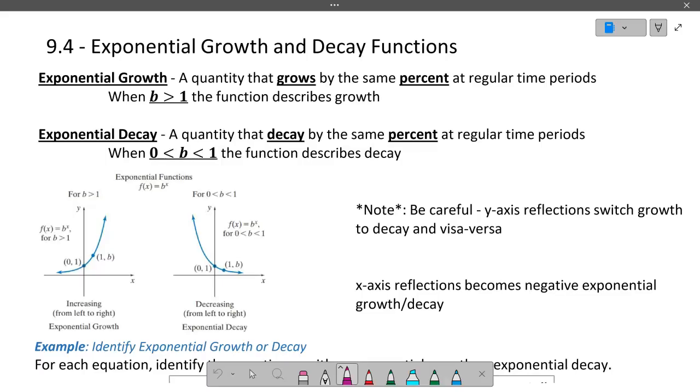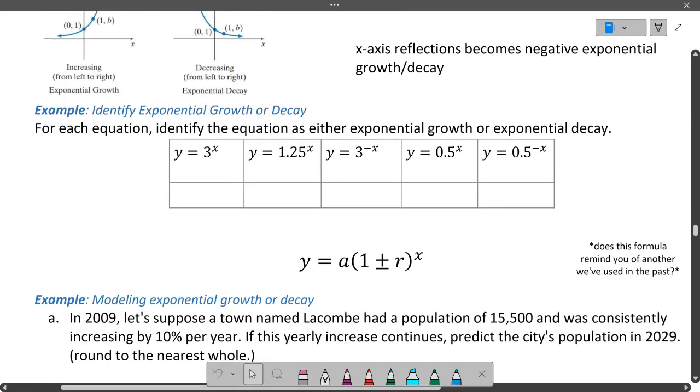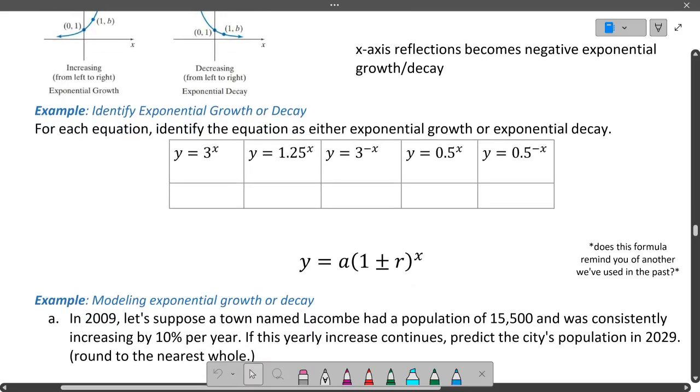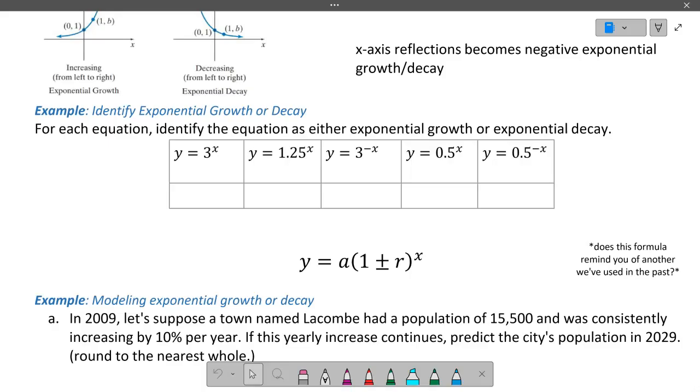And then an x-axis reflection, it still is measured as growth or decay, but we call it a negative growth or a negative decay. Okay. So being able to identify based on the formula whether we're going to have growth or decay by looking at the base and identifying whether or not we have any reflections is going to be important.